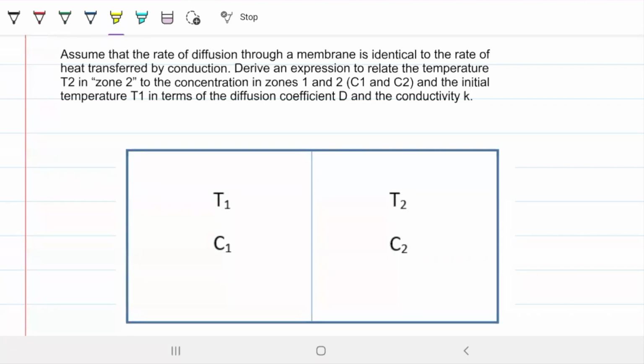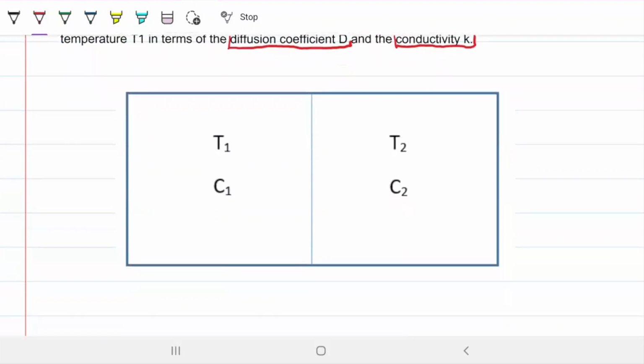So I'll say that we need to relate diffusion with conduction, and we're going to assume that they are identical. That's what the problem is saying. The other thing is that our conductivity in this problem is related to heat transfer. So our K is conductivity, and our D is not diameter, but instead is the diffusion coefficient, right? Diffusivity, if you will.